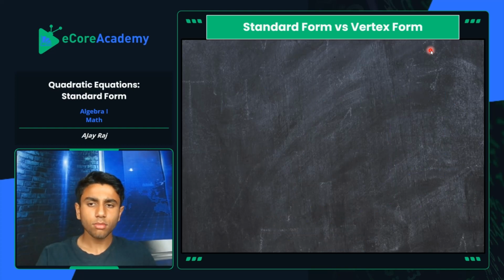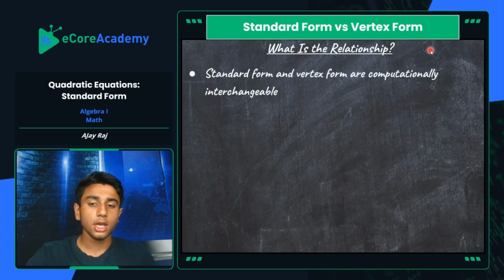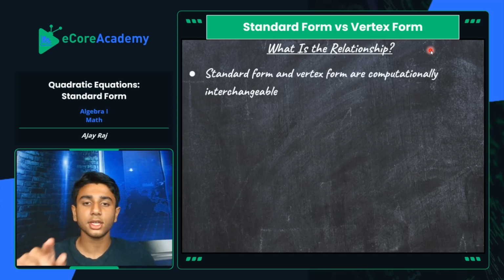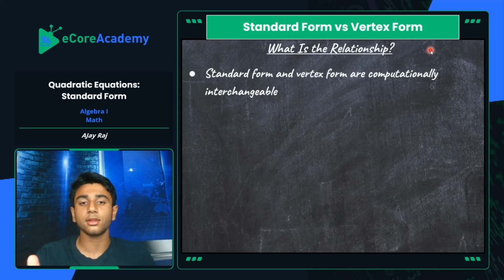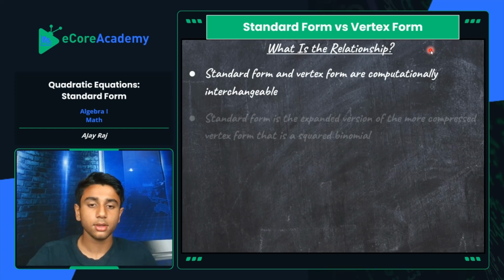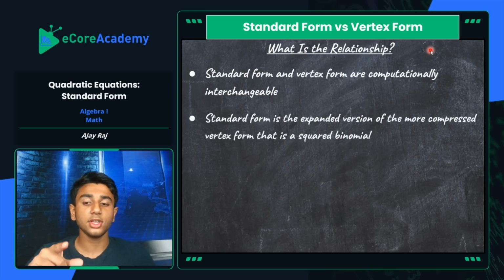So now let's take a look at a very important comparison. Let's compare the standard form versus the vertex form. So what is the relationship? Standard form and vertex form, like I said in the first slide, are computationally interchangeable. That means you can change between both of them and they actually represent the same thing, the parabola. Standard form is actually the expanded version of the more compressed vertex form that is a squared binomial.